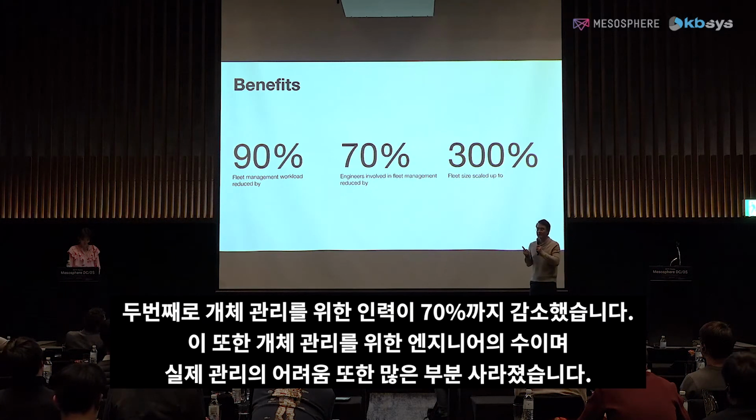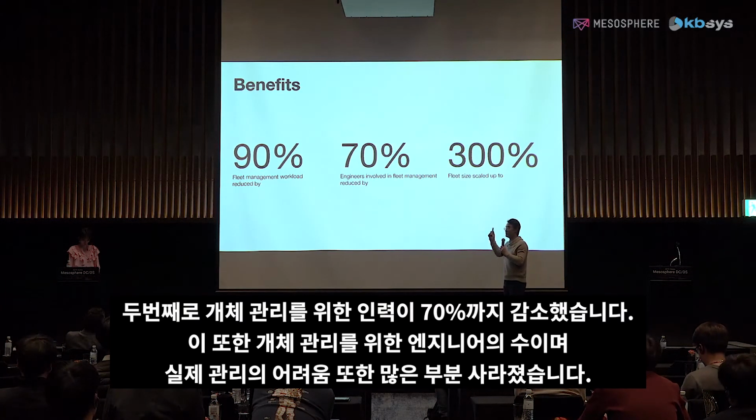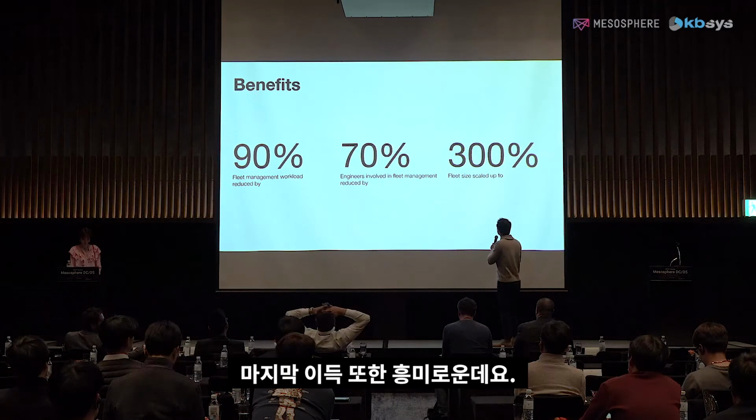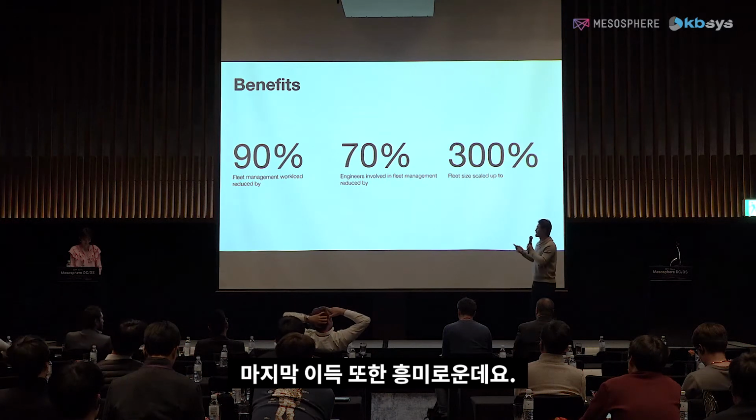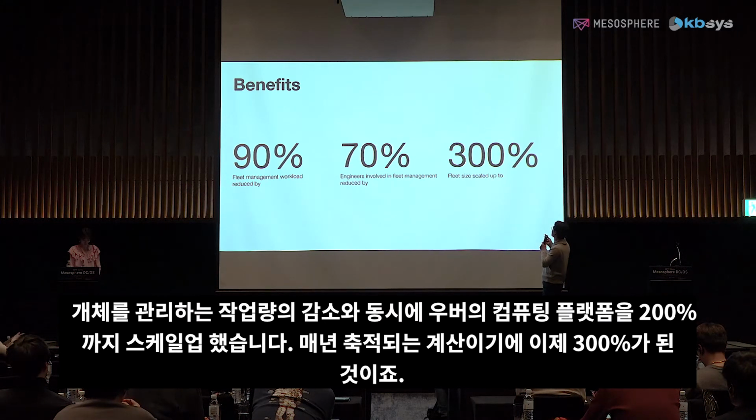This is also simply measured by the number of engineers on the team who need to handle the fleet management work. And even further, for the engineers who are still involved in fleet management work, it's not a pain anymore. The last number is also interesting on the other side. While we are reducing workloads on managing the fleet, we also scale up the Uber compute platform fleet size by 200%, which essentially means scaling up to 300%. It's a year-over-year calculation.